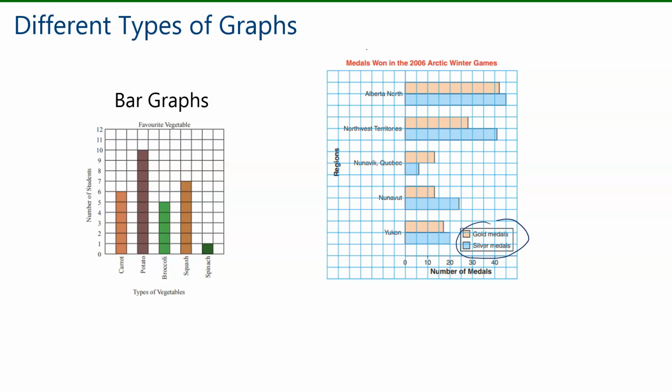Now, when reading graphs, it's important to always look at the scale. For the graph on the left, I see that each block goes up by 1. Now, for the graph on the right, every 2 blocks increases by 10, meaning each block is worth 5. So it's always important to look at the scale so you read the graph correctly.